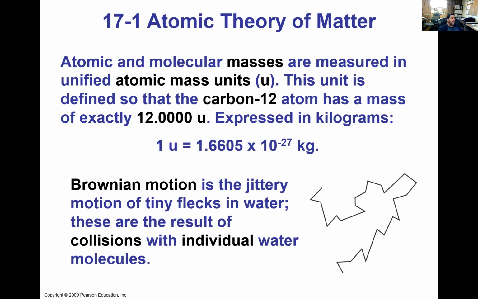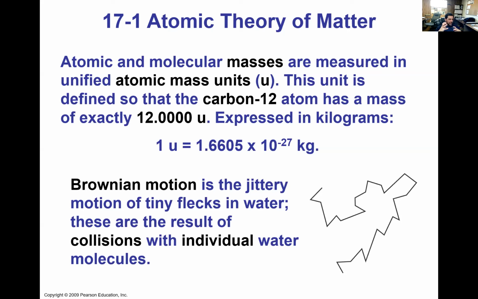So atomic or molecular masses are measured in unified atomic mass units. That little script u is the symbol, lowercase u, for the unified atomic mass. This unit is defined so that carbon-12 has a mass that is exactly 12 atomic mass units. Expressed in kilograms, one atomic mass unit is 1.66 times 10 to the minus 27th kilogram.